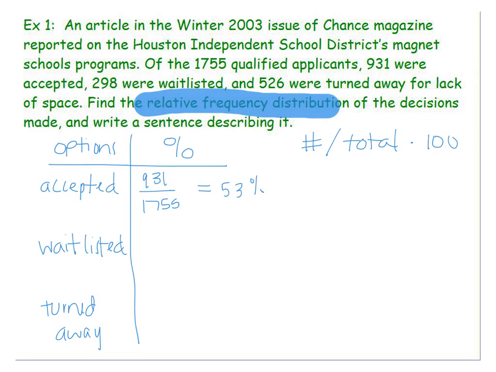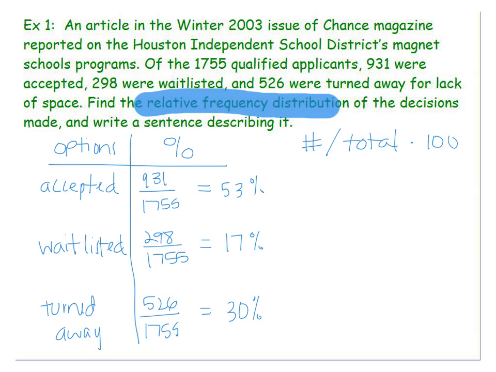Waitlisted, you're going to do the exact same thing. 298 is how many were waitlisted. Divided by 1755 times 100, and I end up with 17%. Turned away, that was 526 divided by 1755 times 100, and I get 30%.